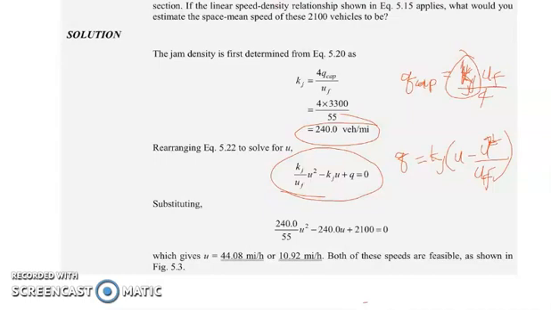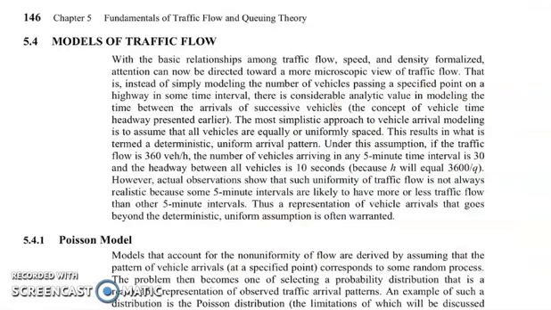If we simplify this, it will give us a value of 44.08 miles per hour or 10.92 miles per hour. Because this is quadratic, we have two values for u, meaning two values for our speed. So both of these speeds are feasible. So we move on to models of traffic flow.